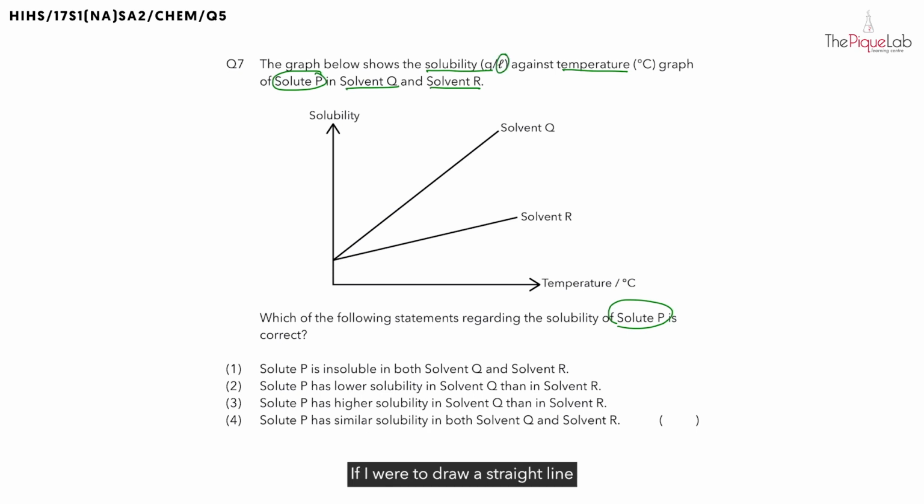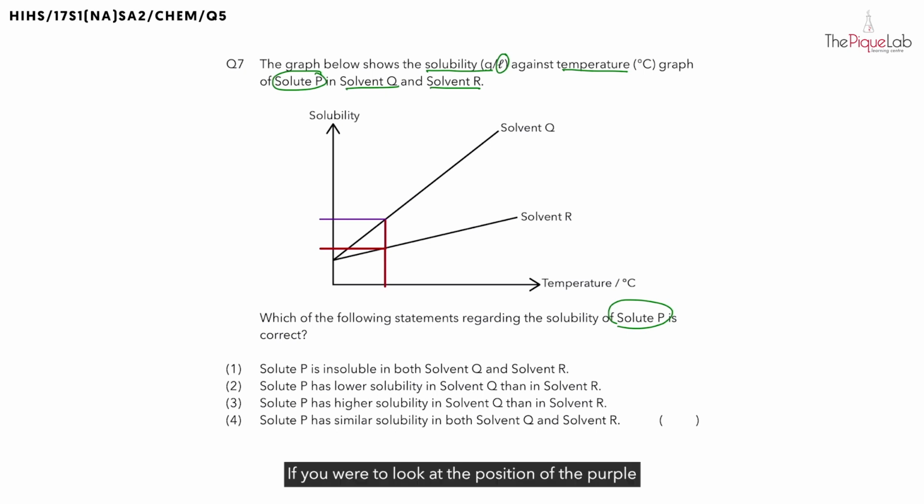If I were to draw a straight line from the x-axis going upwards to touch graph R, this would represent the maximum amount of solute P that can dissolve in solvent R at that temperature. If I were to continue that same straight line from that fixed temperature and touch graph Q, the purple line would represent the maximum amount of solute P that can dissolve in solvent Q.